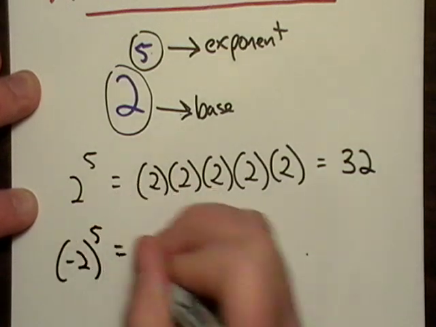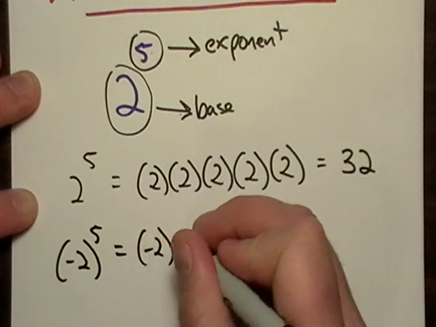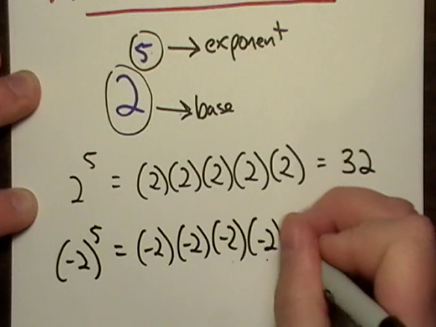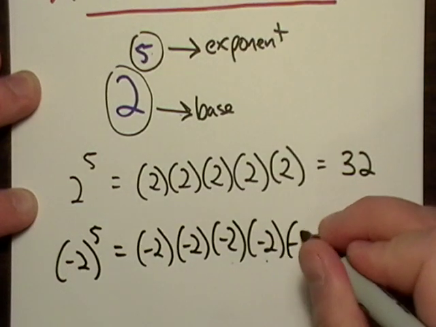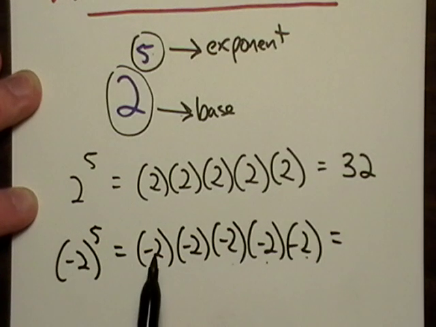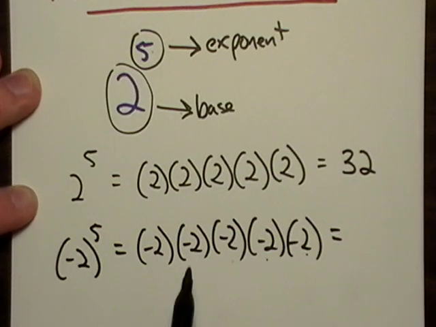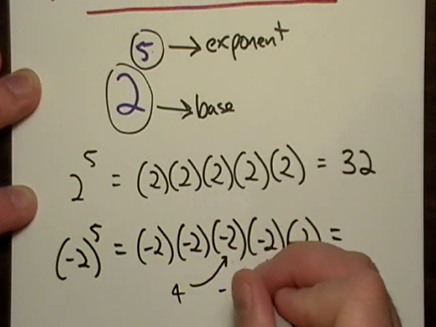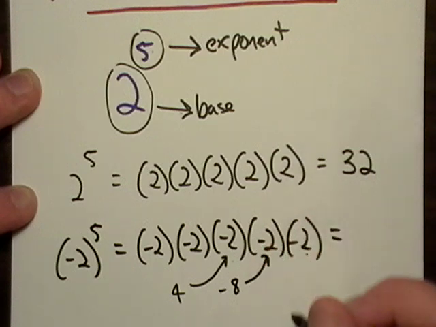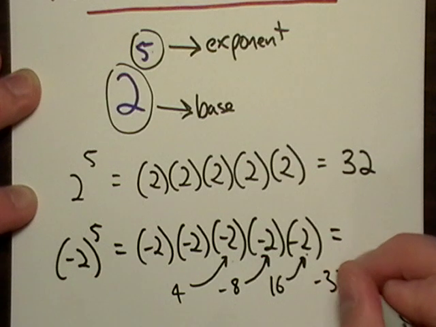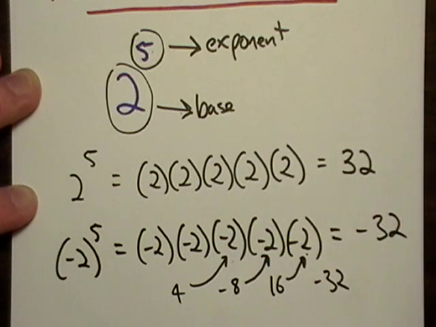Okay? And in that case, it would be negative 2, okay, but watch this. Negative 2 times negative 2 is 4, right? Times negative 2 is negative 8. Times negative 2 is positive 16. Times negative 2 equals negative 32. So that equals negative 32.